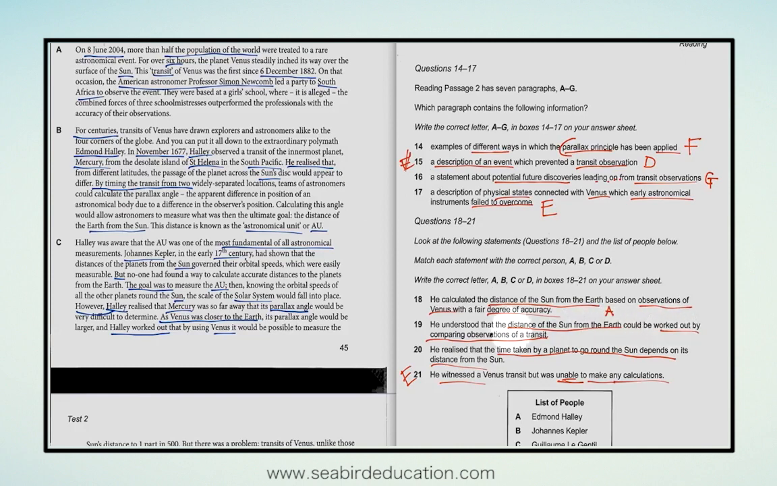He understood the distance could be worked out by comparing observations of transit. Ooh. Hang on, he realized that from different latitudes, the distance differs, by timing the transit from two widely separate locations, teams of astronomers could calculate the parallax angle. Oh god. Okay, so distance could be worked out by comparing observations of transit. Comparing. That's A.